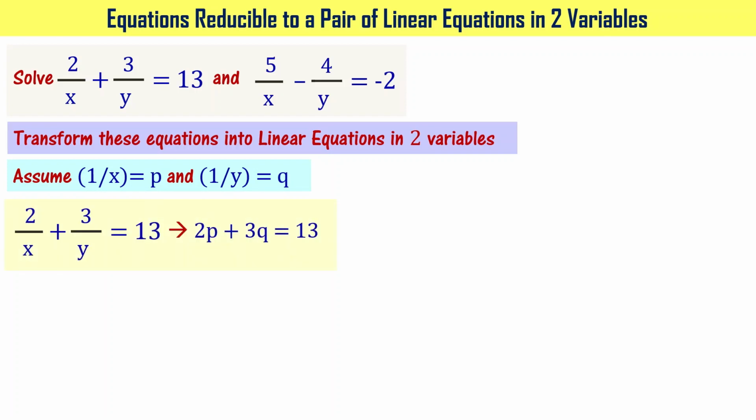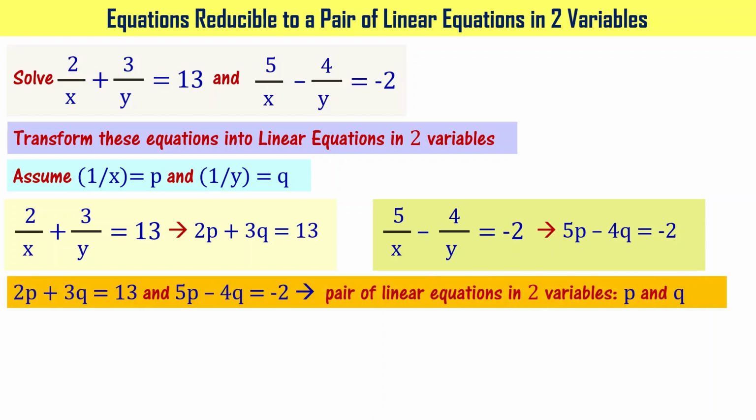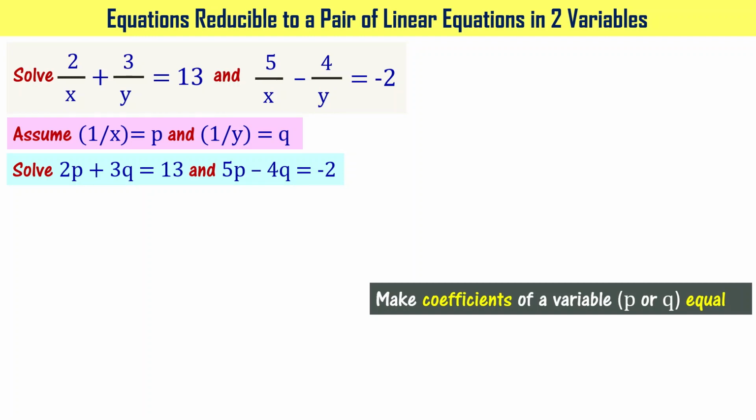So when you substitute this into the first equation, that becomes 2p plus 3q equal to 13. The second equation becomes 5p minus 4q equal to minus 2, right? Now we can say that 2p plus 3q equal to 13 and 5p minus 4q equal to minus 2 is a pair of linear equations in two variables, p and q, right? So now let's solve these two equations using elimination method. To do that, the first thing we have to do is make coefficients of a variable, either p or q, equal, right?